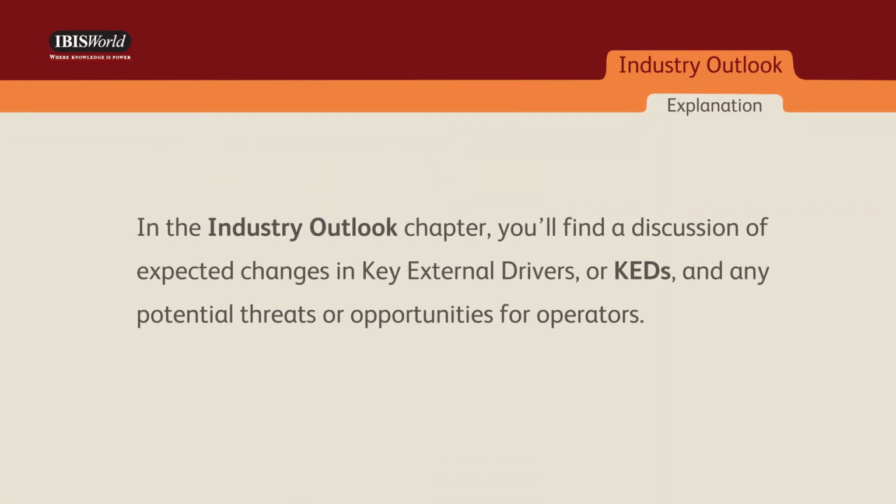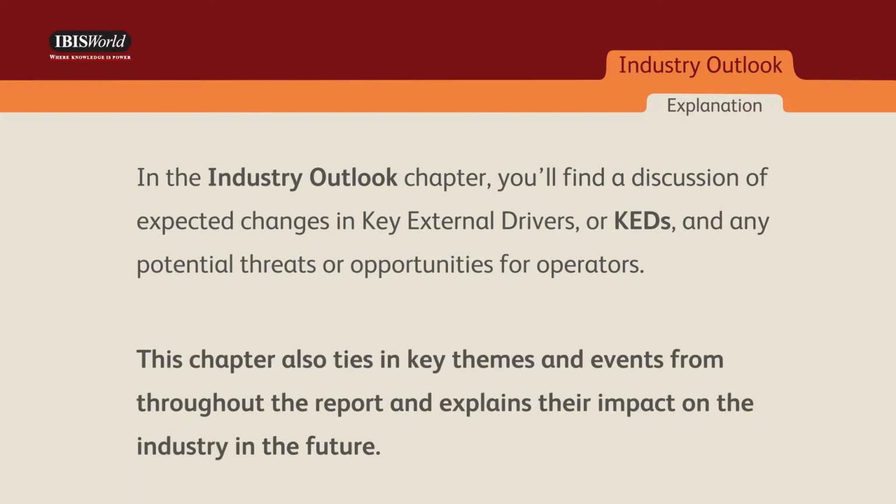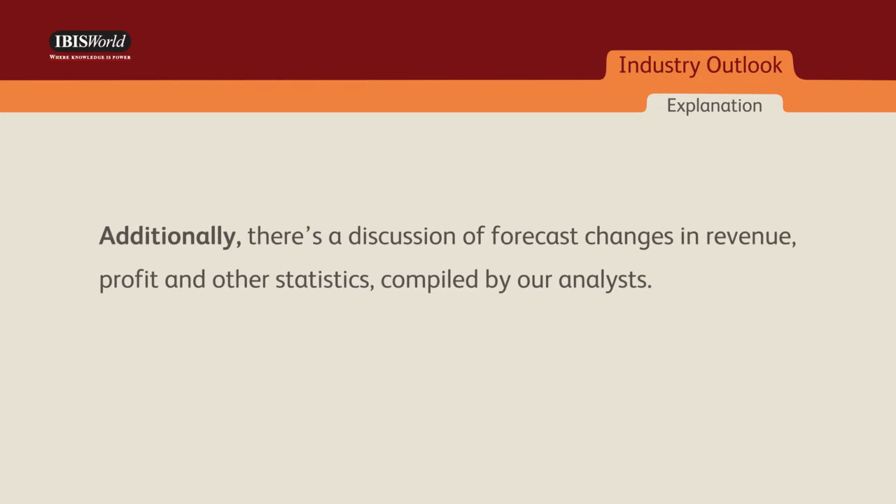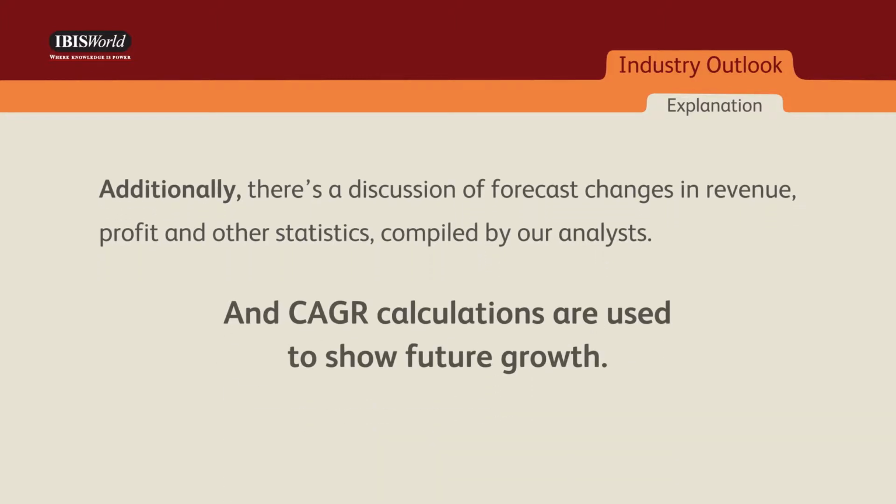In the Industry Outlook chapter, you'll find a discussion of expected changes in key external drivers, or KEDs, and any potential threats or opportunities for operators. This chapter also ties in key themes and events from throughout the report and explains their impact on the industry in the future. Additionally, there's a discussion of forecast changes in revenue, profit, and other statistics compiled by our analysts. And CAGR calculations are also used to show future growth.